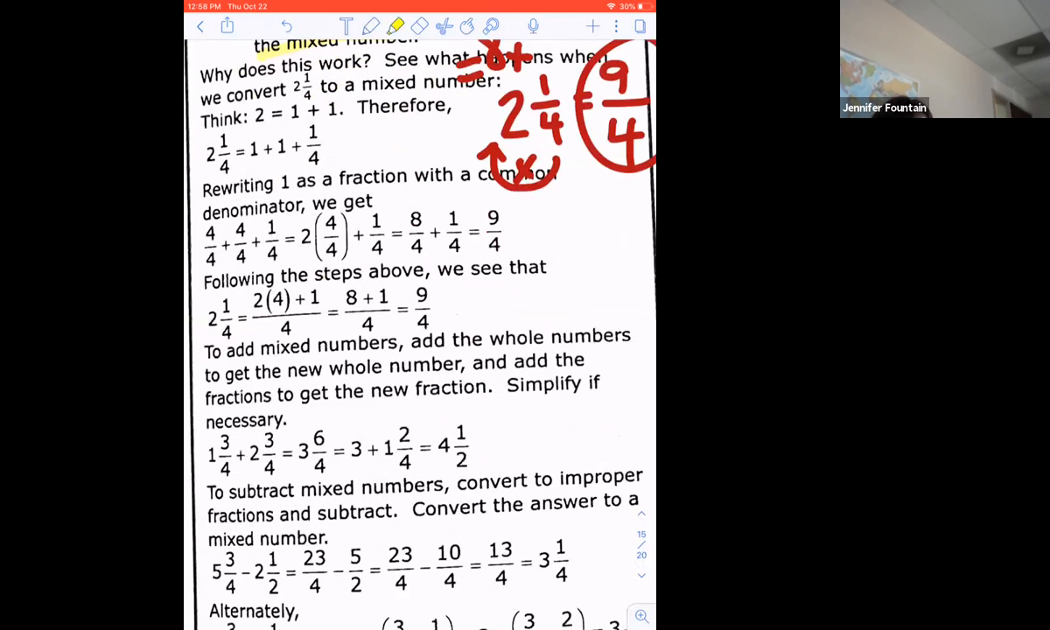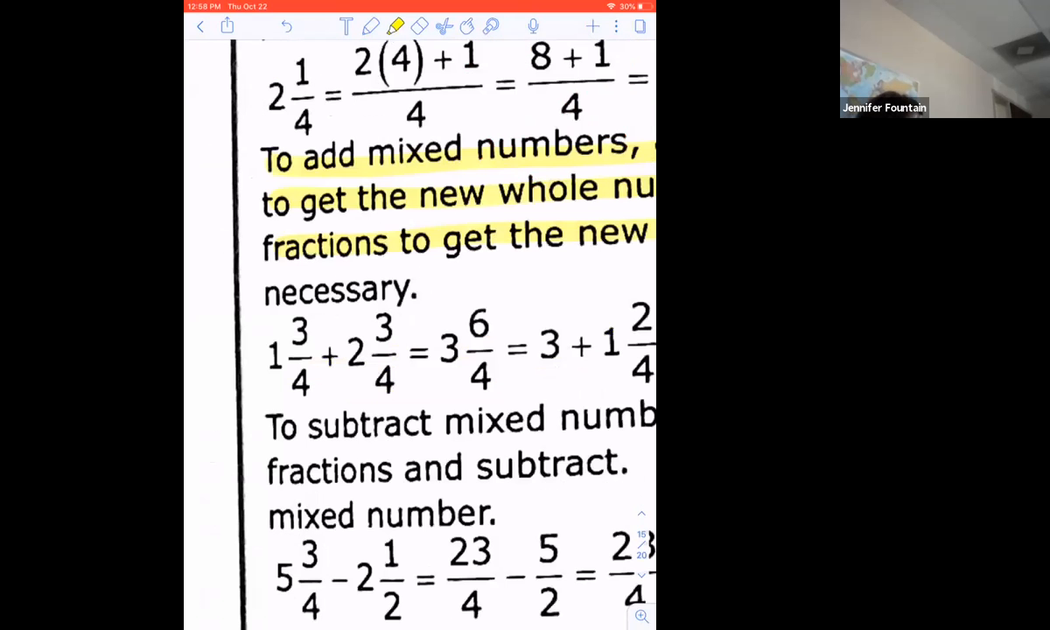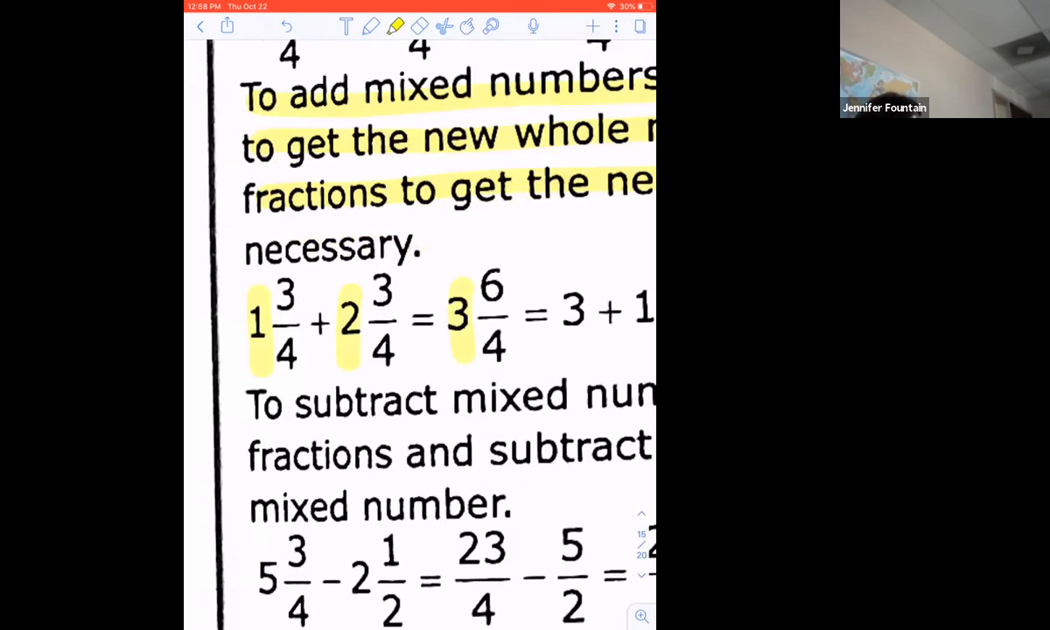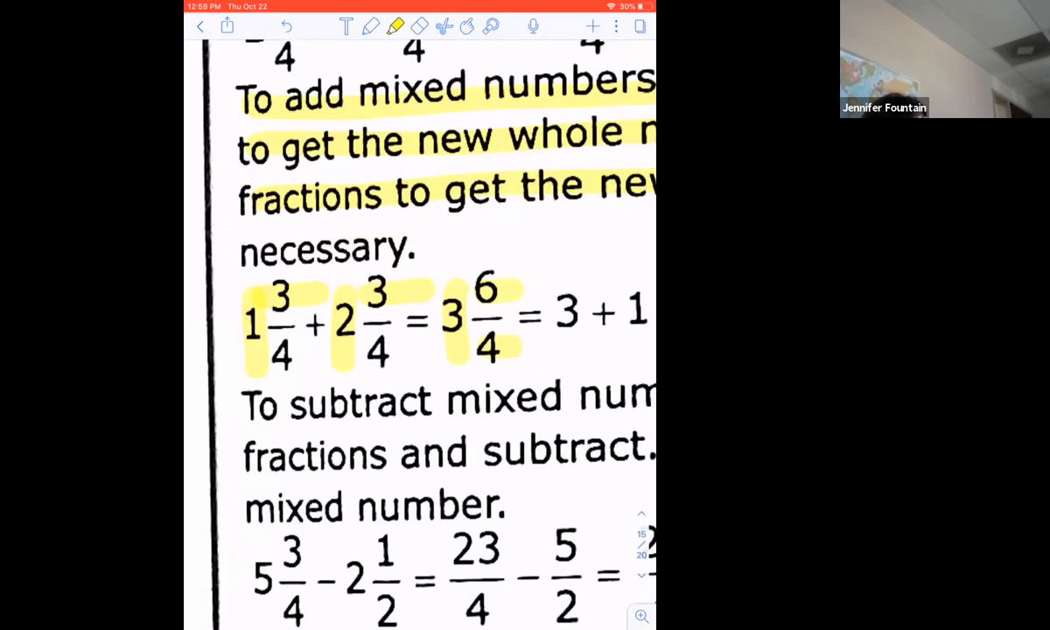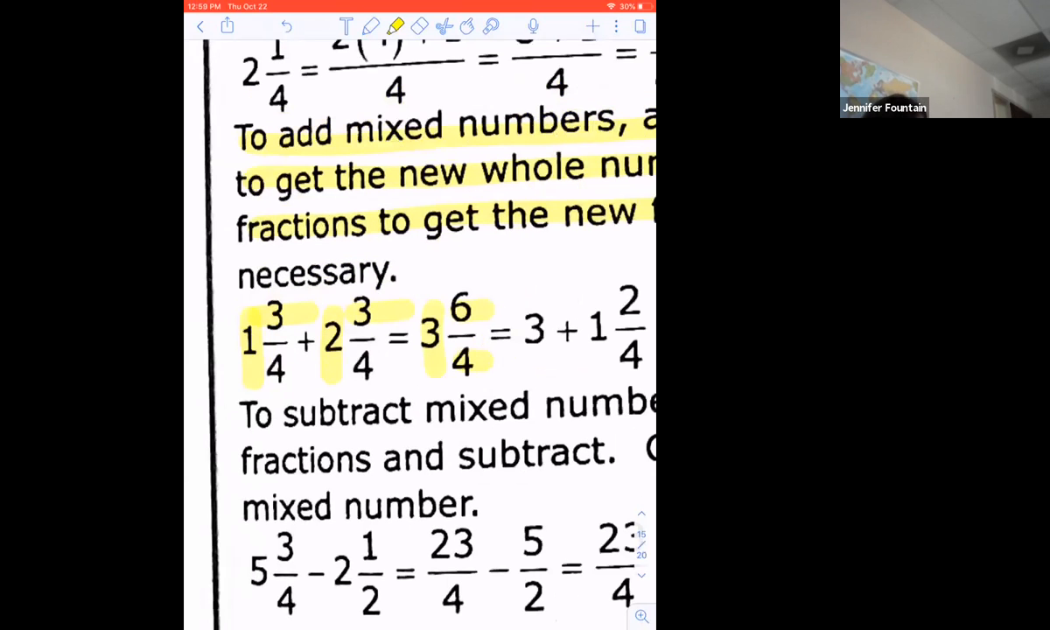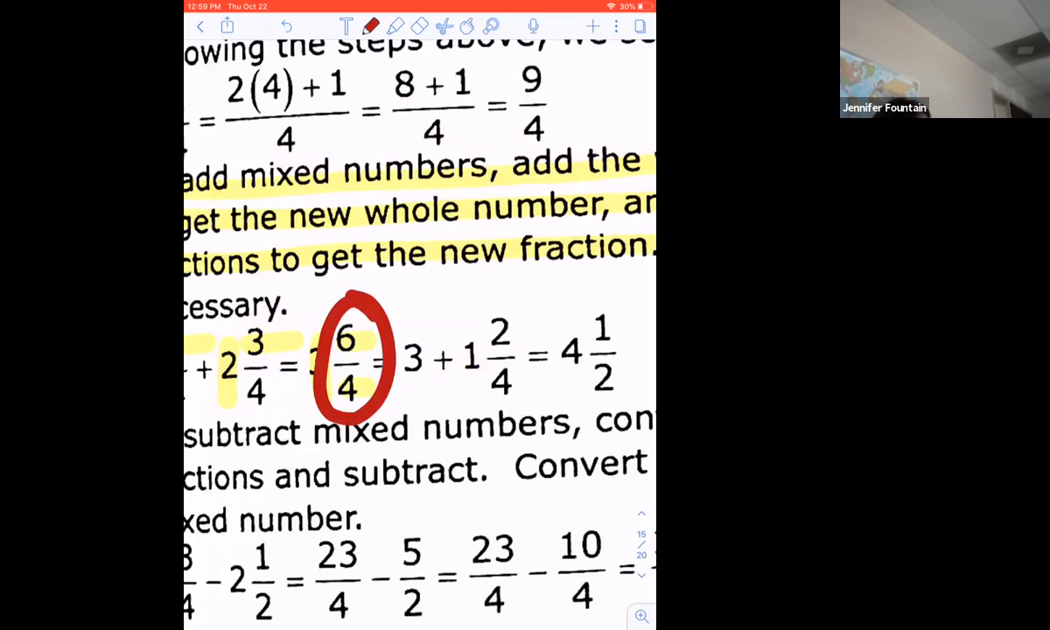Now we're going to look at what we do to add mixed numbers. This is saying one thing, and I'm going to tell you something else you can do if you choose to. To add mixed numbers, add the whole numbers to get the new whole number, and then add the fractions to get the new fraction. So if I have 1 3/4 plus 2 3/4, I would add 1 plus 2, which gives me 3. Then I add 3 plus 3, which is 6, and keep my denominator of 4. Then I need to simplify that 6 over 4.